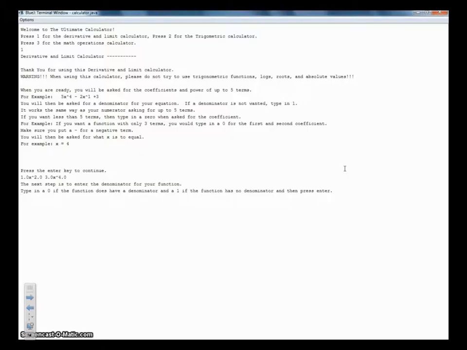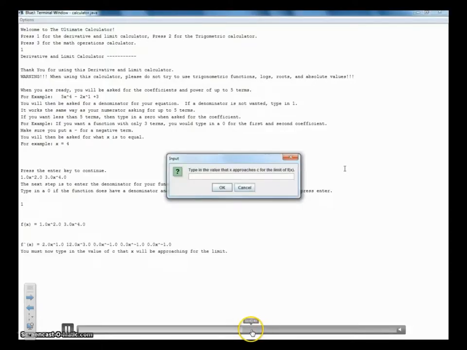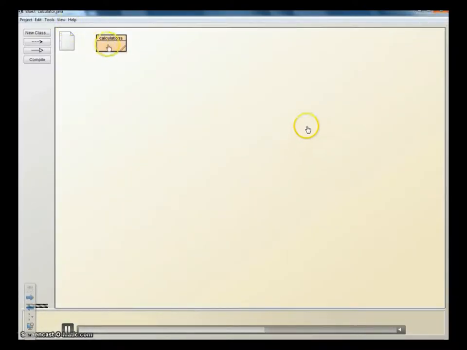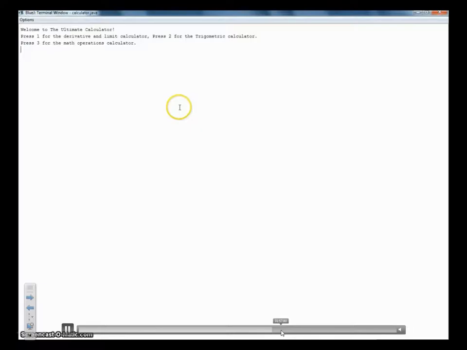Speed it up. Okay. So this is as x approaches the limit. And then it calculates that limit for you? Yeah, it should. Okay. Now. This is going to be running trigonometric.